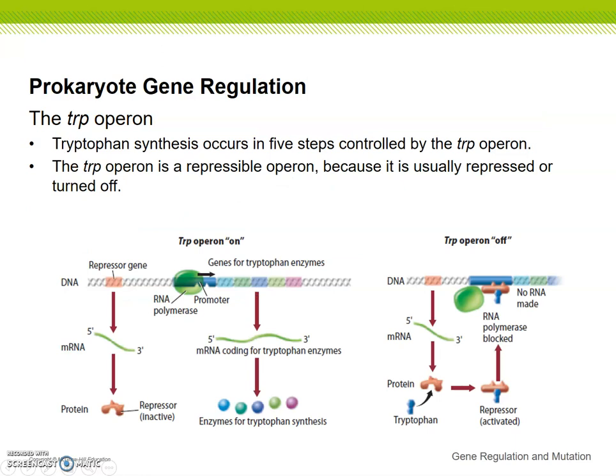So there are a couple types of operons. The first one we're going to look at here is called the trp operon. Tryptophan synthesis occurs in 5 steps controlled by the trp operon. And the trp operon is a repressible operon because it's usually repressed or turned off. We can see in these pictures here, this picture represents a trp operon when it's in the on position. This picture represents a trp operon when it's in the off position.